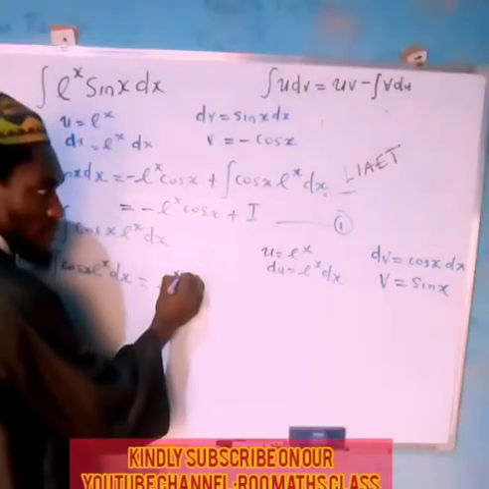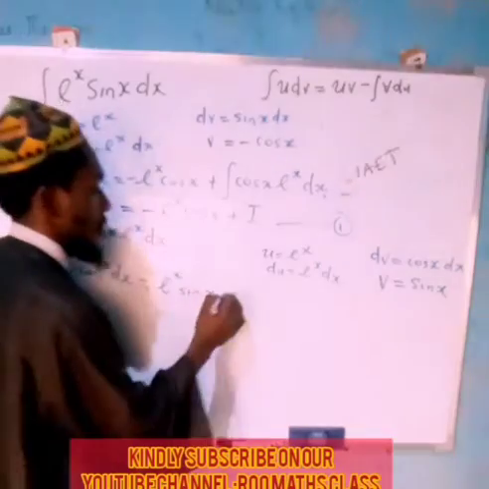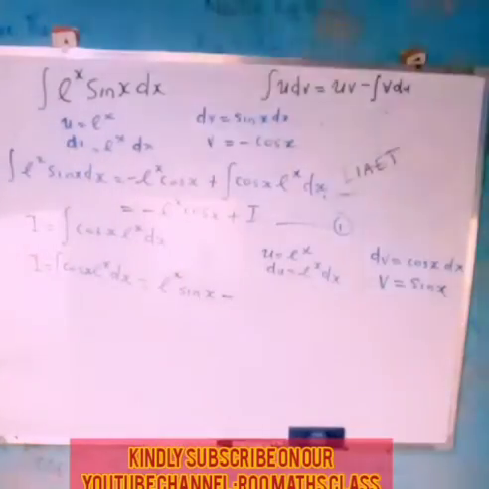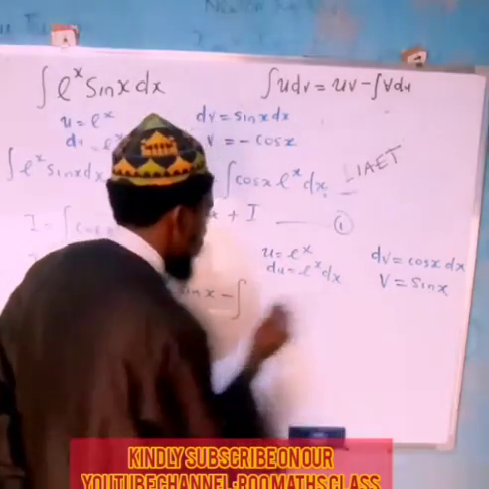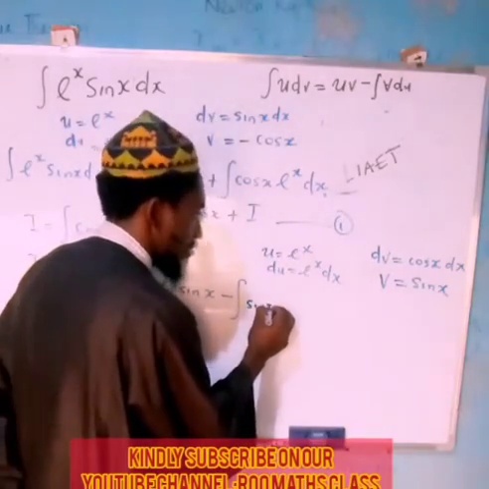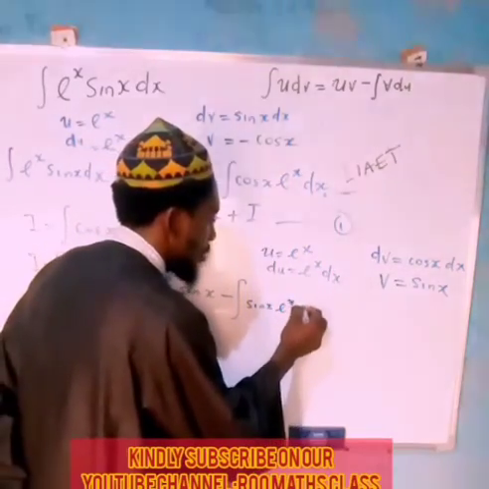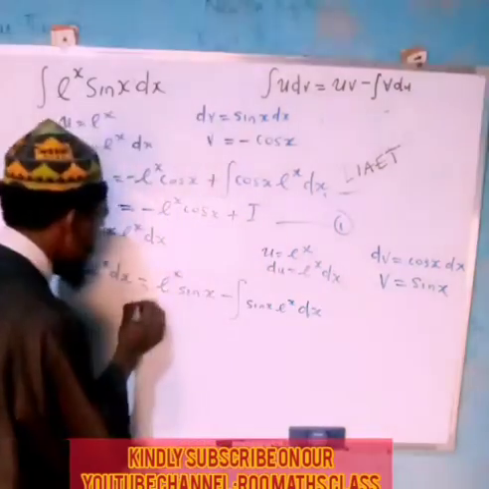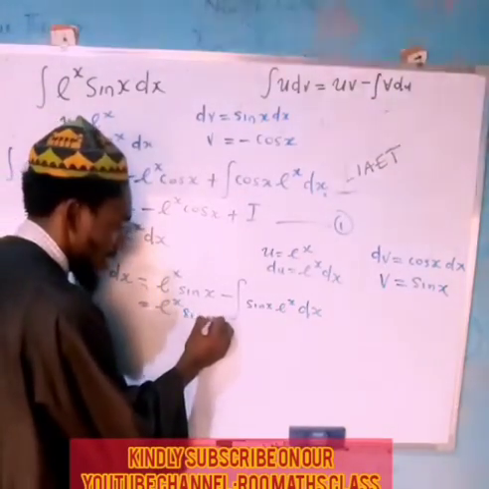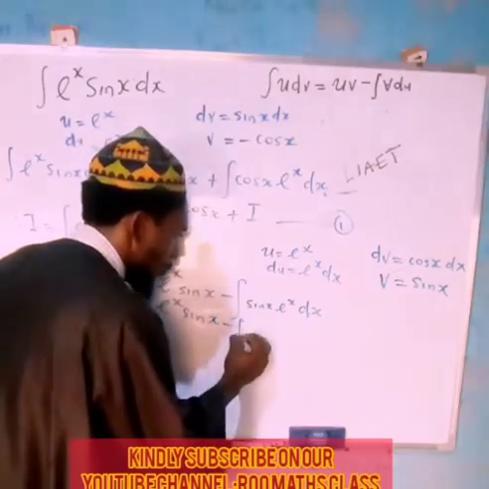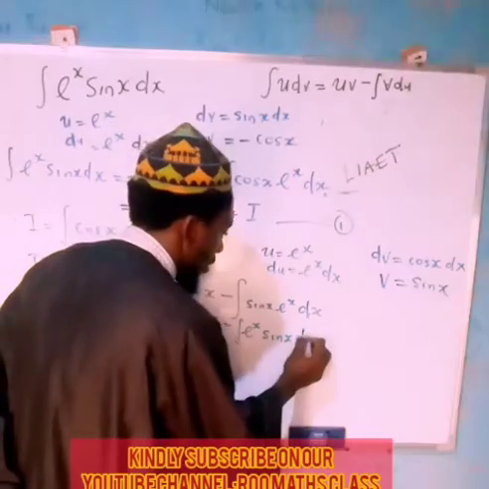Exponential x. What is our v? Sine x, minus the integral of u, v, sine x, dx, which is exponential x dx. I can write this as the integral of exponential x sine x, minus the integral of exponential x sine x dx.